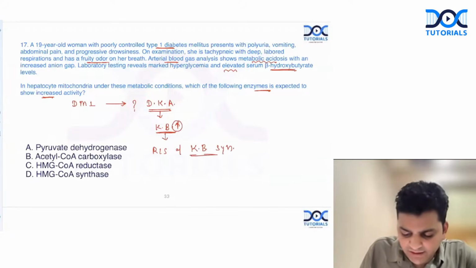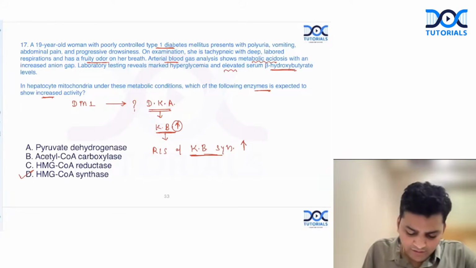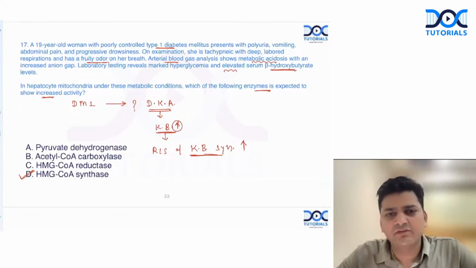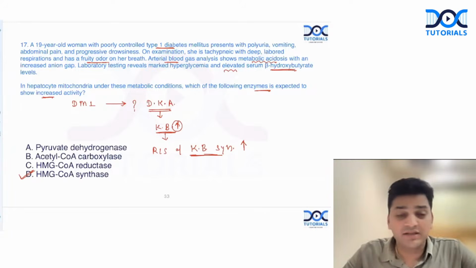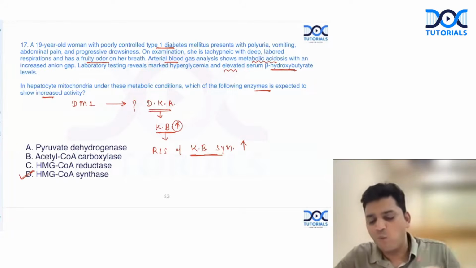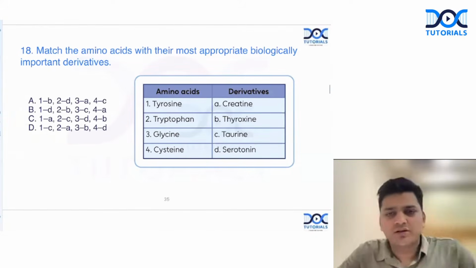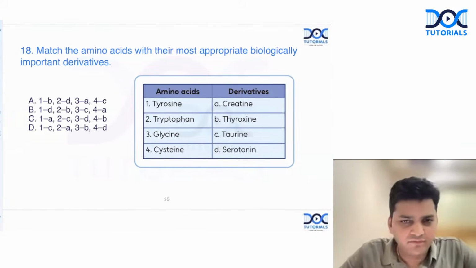And what is the rate limiting enzyme of the ketone body synthesis? It is the HMG-CoA synthase. Simple question. They're asking which enzyme must be working more, because this patient is having more ketone bodies. So the ketone body synthesis enzyme must be working more. That is the HMG-CoA synthase. This was a simple question. Not at all difficult.